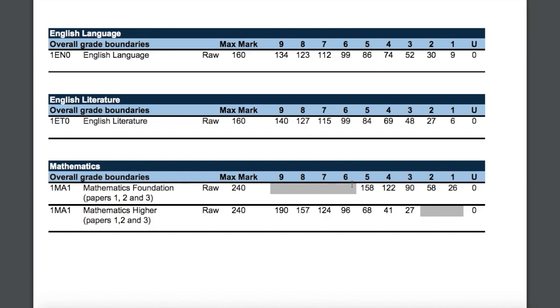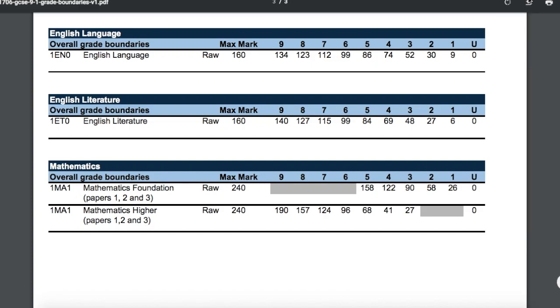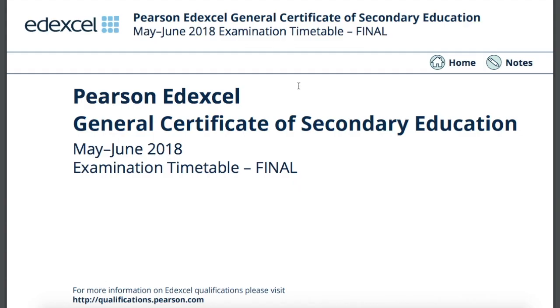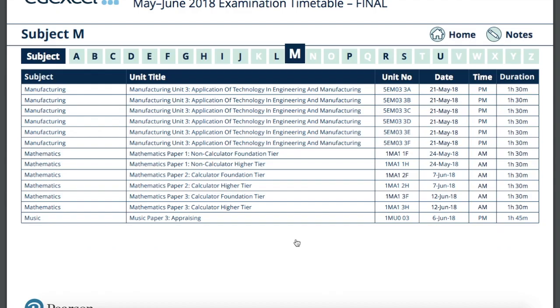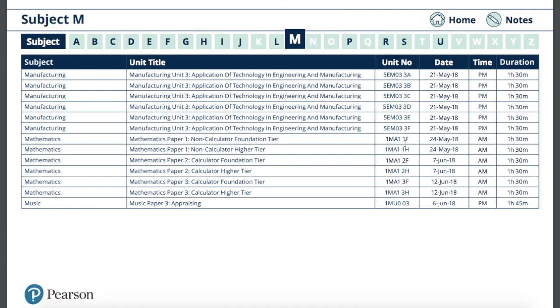Okay, that's about all I want to say about grade boundaries. Let's have a look at the exam dates now. So here is the Edexcel examination timetable for 2018. If we go down to mathematics, let's go to M for mathematics, you can see all of the dates for the mathematics exams. The foundation and the higher tier exams are on the same dates.